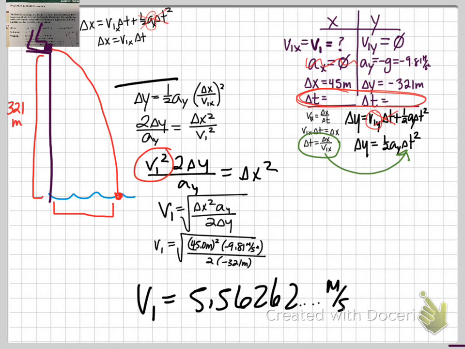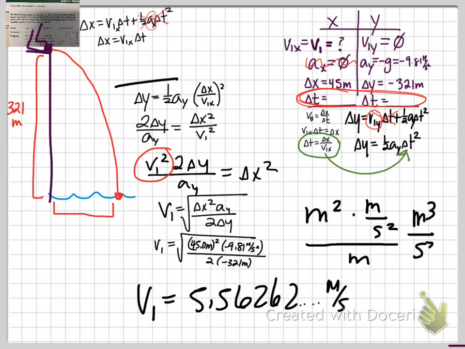Let's do a quick dimensional analysis check. We had meters squared times meters per second squared over meters. So that's meters cubed over seconds squared divided by meters. Okay, this is it.